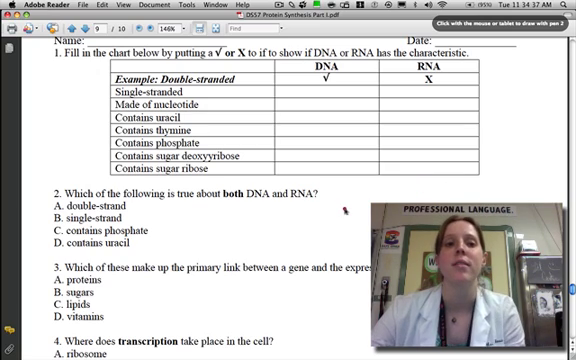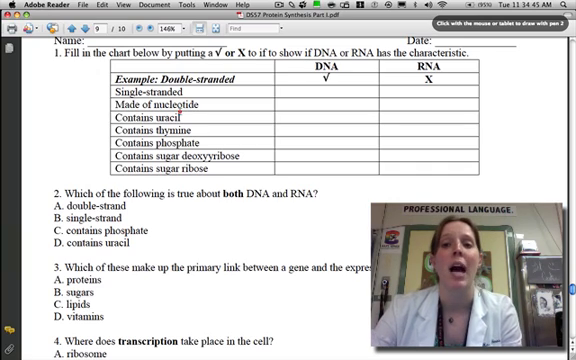So question 1 says fill in the chart below by putting a check or X to show if DNA or RNA has the characteristic. So I'm going to look back at my day sheet from class and think about what I know about DNA and RNA. Now the first one is done for me.